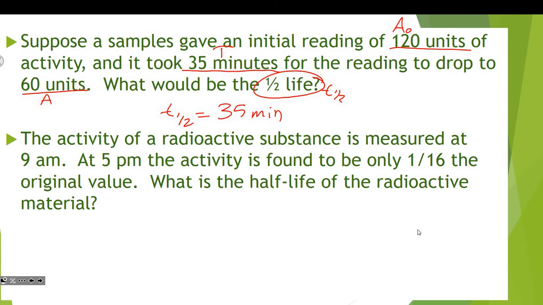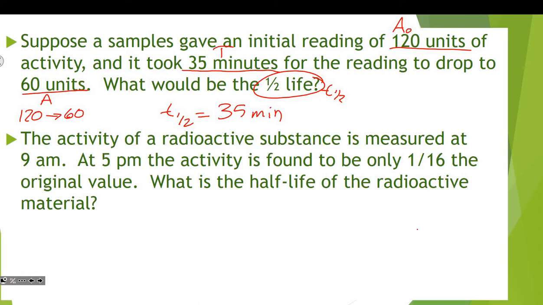So why would it be 30? Because that's how long it took for it to get that way. T half is always a time. So I went from 120 to 60, and that's half of what I started with, right? Okay, let's look at the next one.